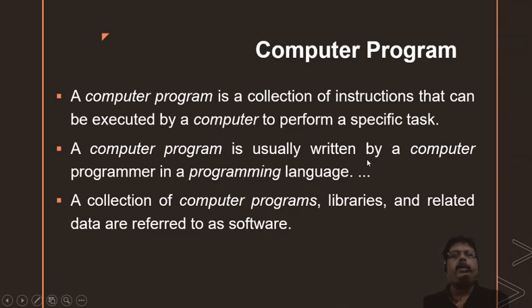First, let us understand what is a computer program. A computer program is a collection of instructions that can be executed by a computer to perform a specific task. As the name itself suggests, or as it is defined in the definition, it is a collection of instructions. Now the question will arise in your mind: what is an instruction?